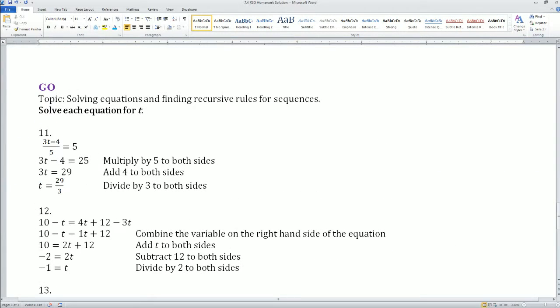Here's the go part. The go part is very straightforward. This is just solving the system. You're just applying your inverse property, okay? I wrote all the steps down here if you would like to see it.